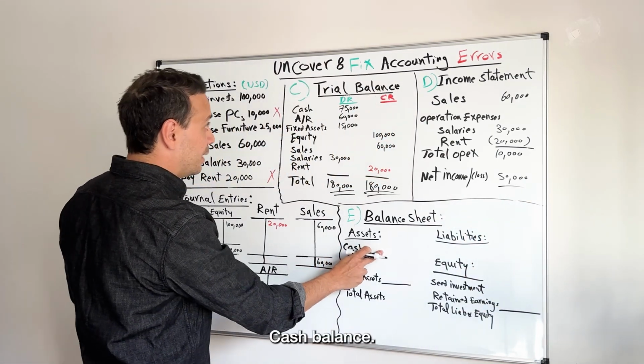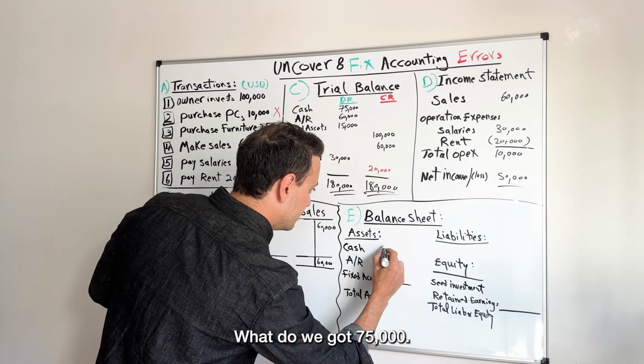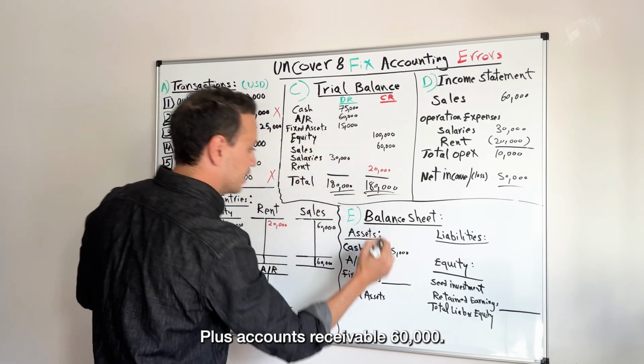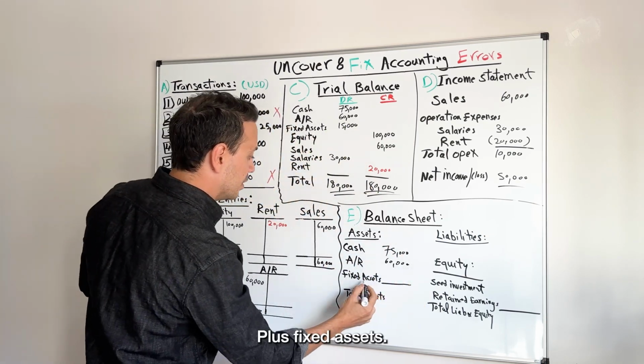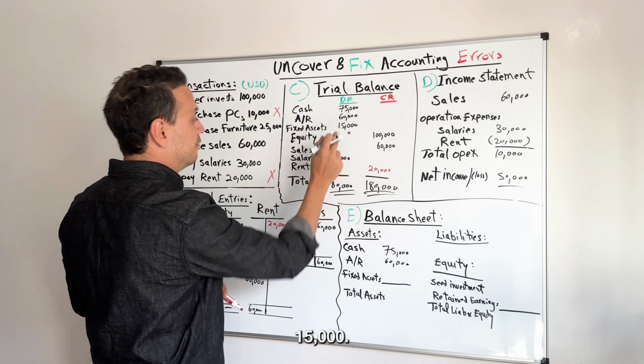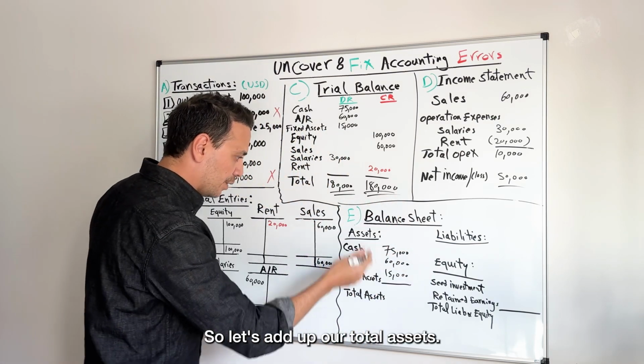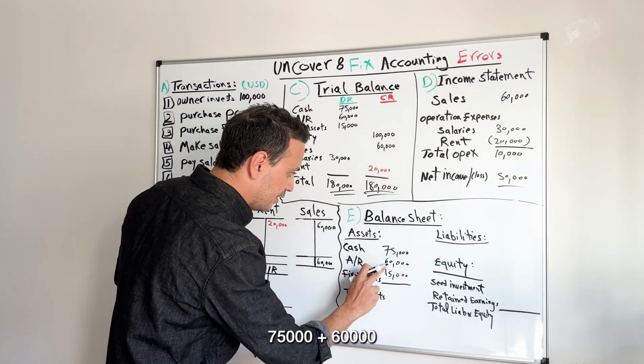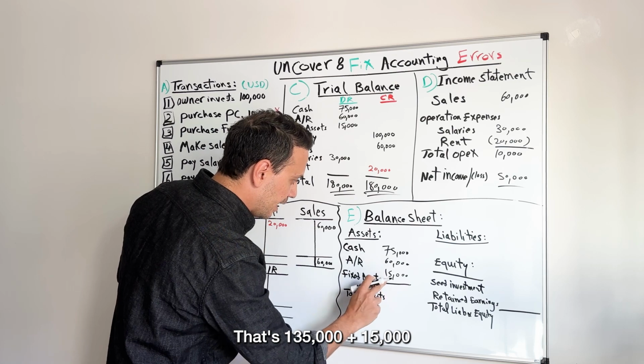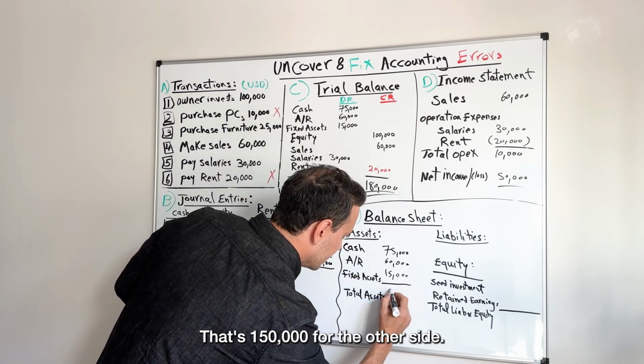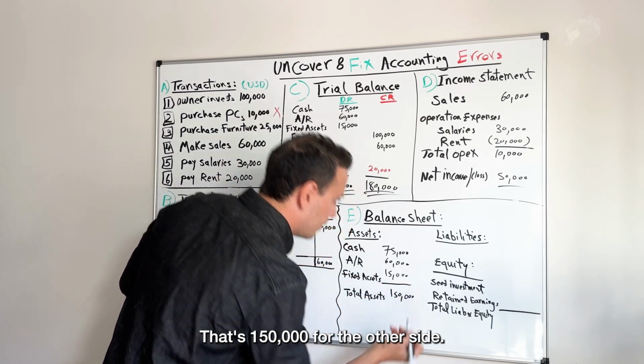Okay, good. Let's move on to the balance sheet. All right, cash balance. What do we got? 75,000 plus accounts receivable, 60,000 plus fixed assets. What do we got? 15,000. So let's add up our total assets. 75 plus 60, that's 135 plus 15, that's 150,000.